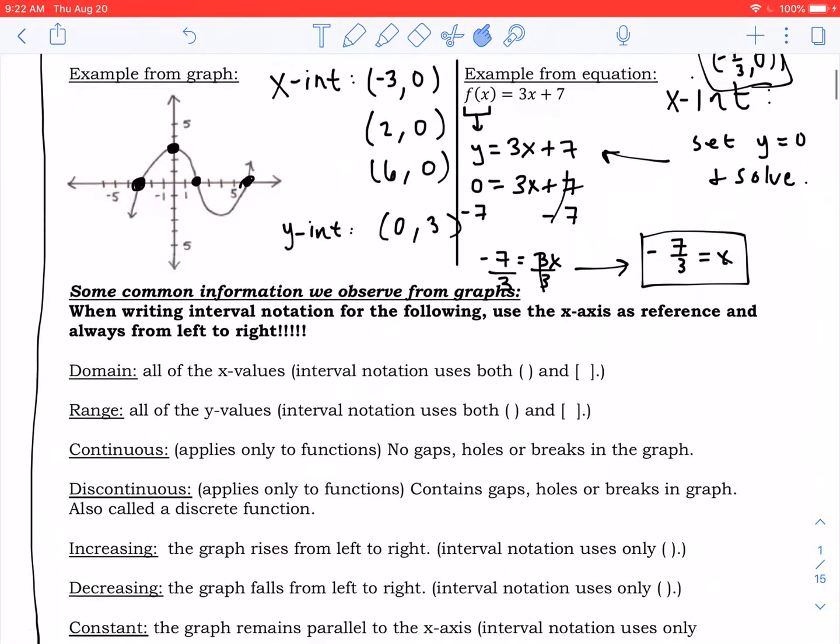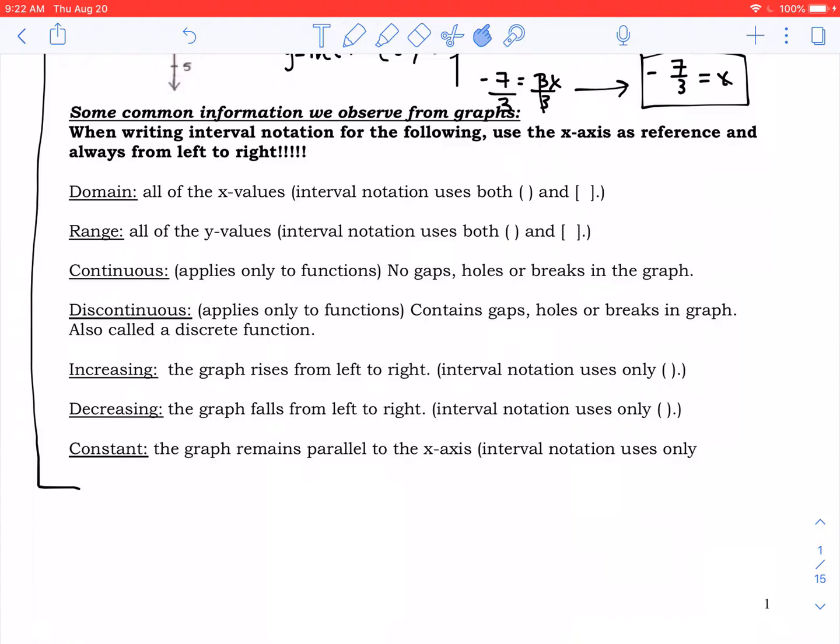So then let's move on now to this stuff. We're going to be looking at domain, range, all the way down to constant intervals, and talk about how we write this. So just reading here, some common information is going to be us when we're writing interval notation for the following. We're going to use the x-axis as a referent and always go from left to right. So that's actually very important. Anytime you see the word interval, which is all of these, you should remember that we are referring to a section of the x-axis, and we're always reading left to right.